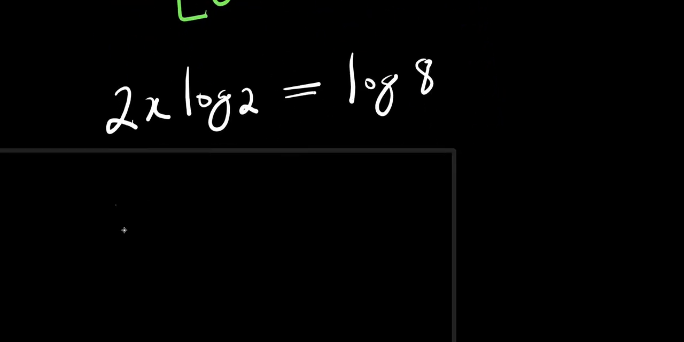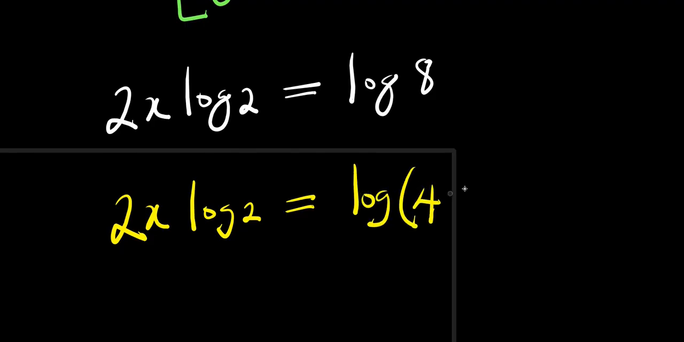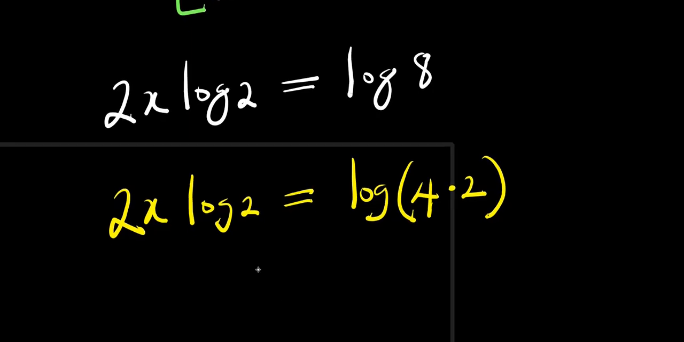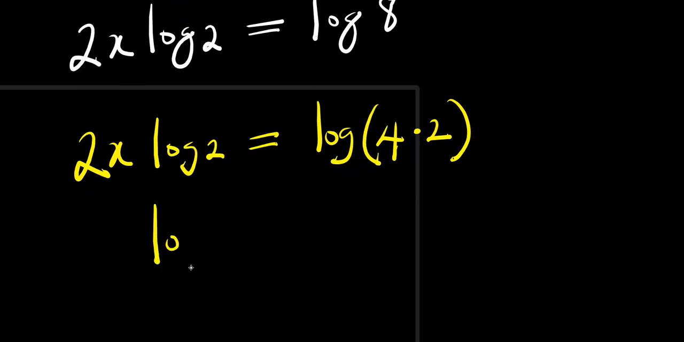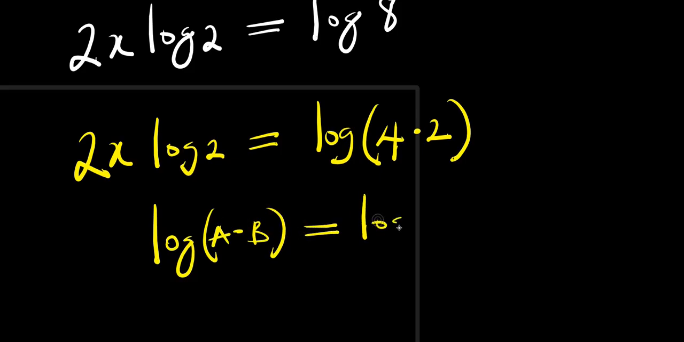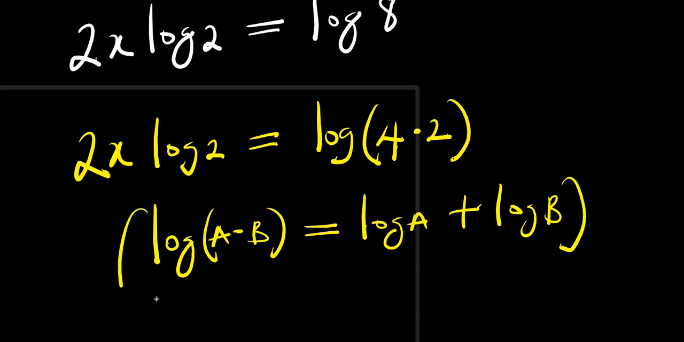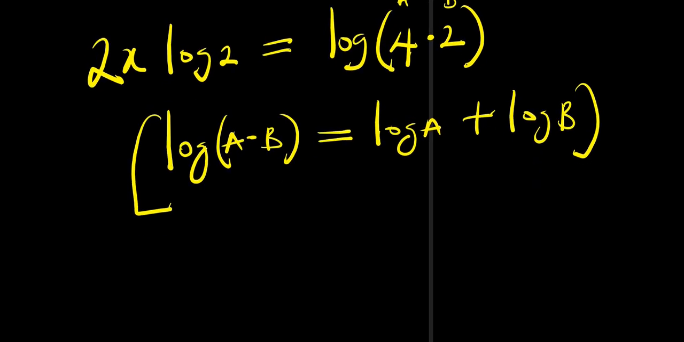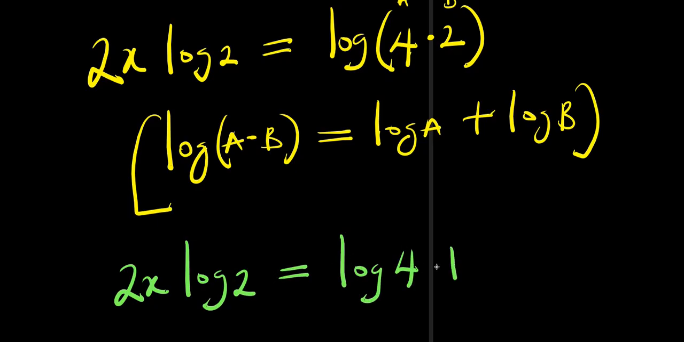From here, I have 2x log 2 equals log 8. I can express it as log 4 times 2. Now, if you have log a times b equals log a plus log b, this is our a, this is b. That means you have 2x log 2 equals log 4 plus log 2.